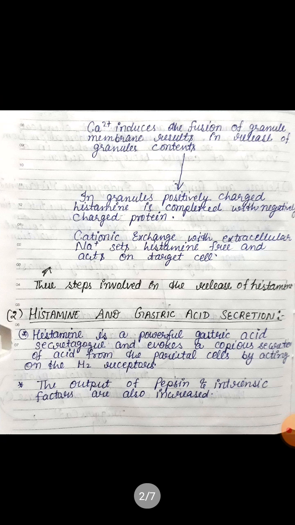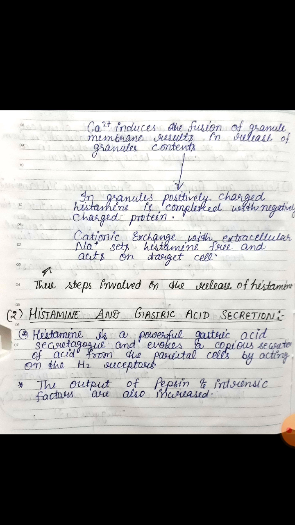After the phosphorylation and activation of phospholipase, the calcium ion induces fusion of the granule membrane, resulting in release of granule content, in which the positively charged histamine is complexed with the negatively charged protein. After that, cationic exchange with extracellular sodium ions sets histamine free and it acts on the target cell. That means these steps are involved in the release of histamine.